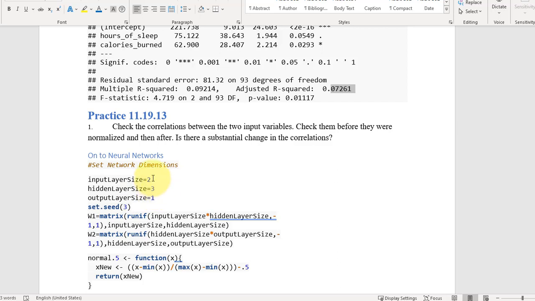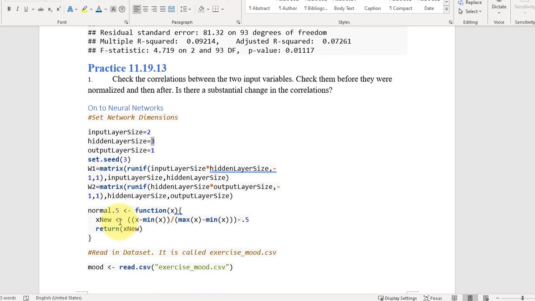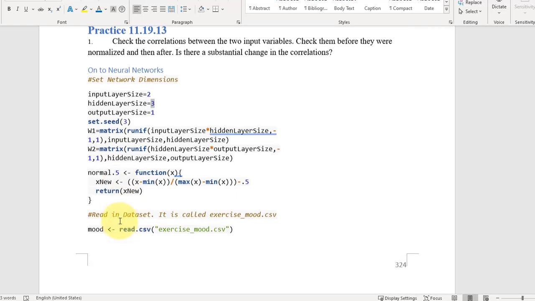And here we have set the size, the dimensions of the network. But as I recall, I think we could change these. So we could make a more complicated neural network. We could have more nodes here in particular if we wanted to. And perhaps that would give us a better prediction, a better model for the data. So here we set out by initializing the weights randomly, just like we did before. We define our normalizing function. We read in the data.